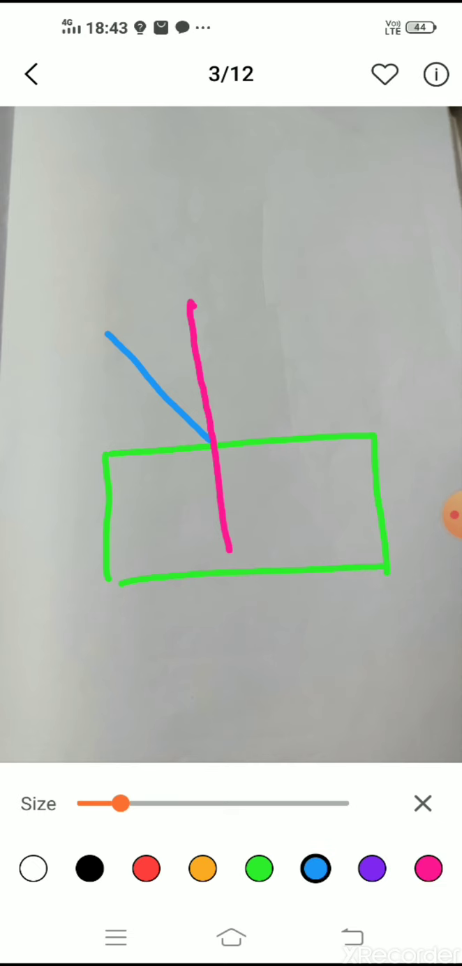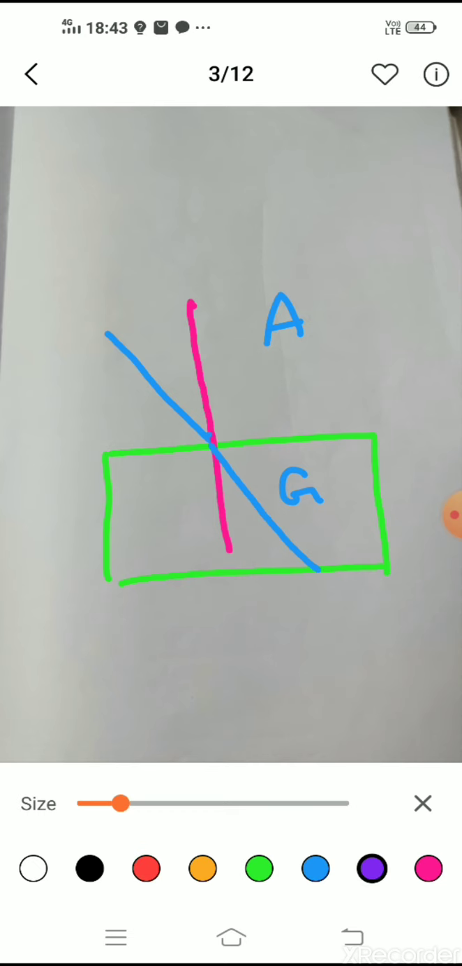So now what will happen? This is your what medium? Air medium, and this is your glass medium. So inside the glass medium, what should happen to the ray of light? Will it move away or will it move towards? In this case, it will move towards your normal. So it will be moving towards your normal. Again it will hit at this point.